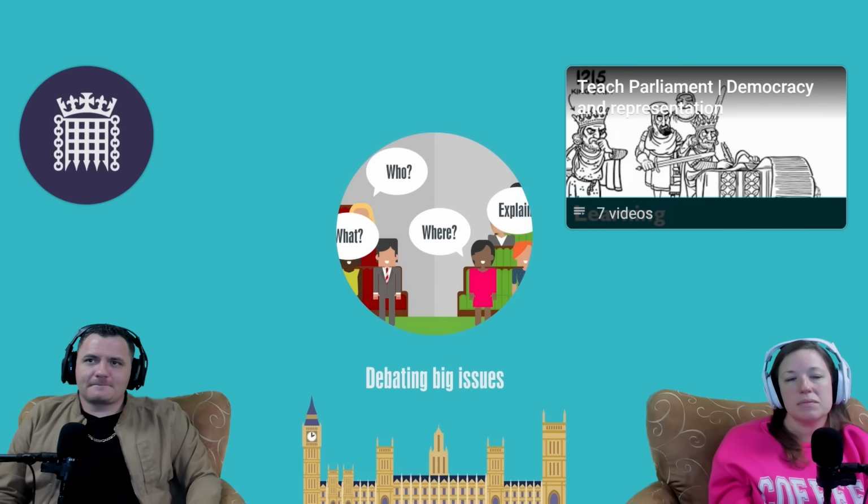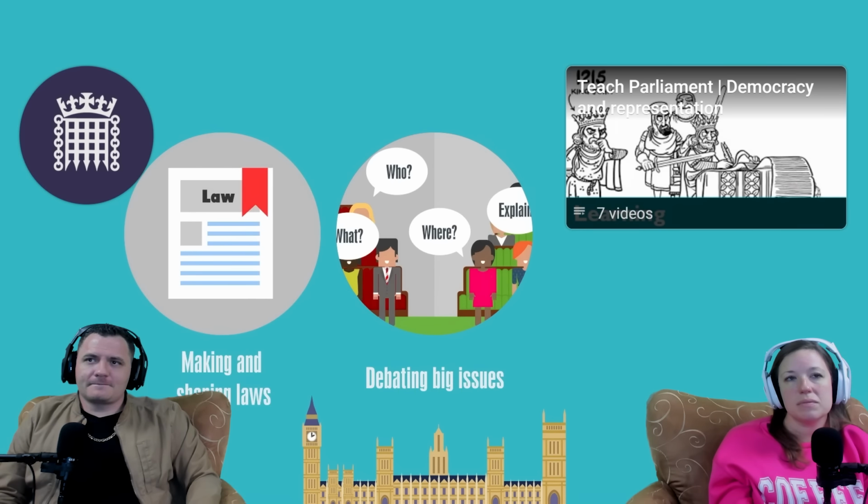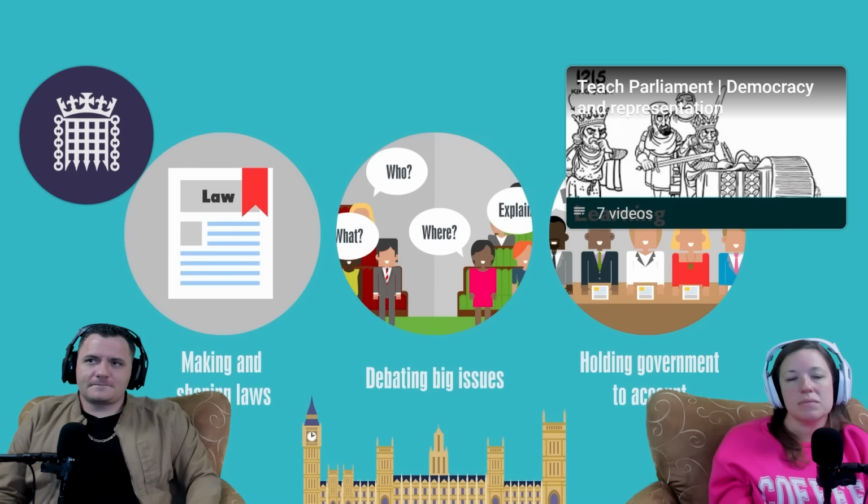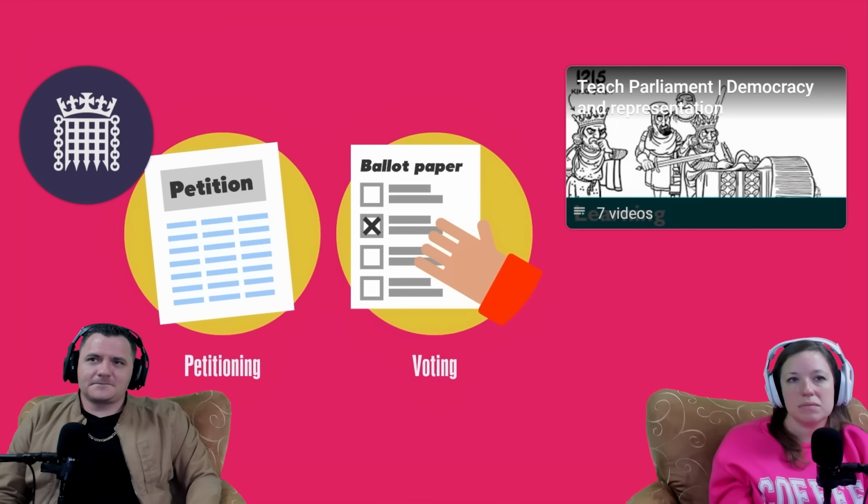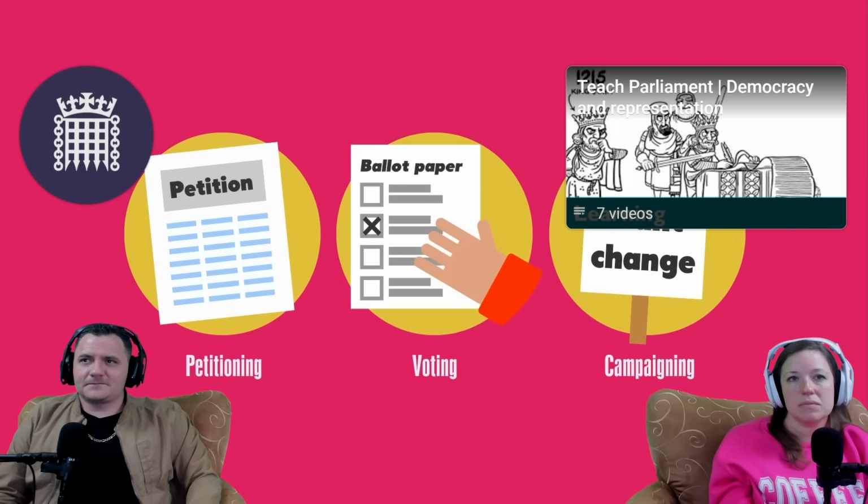So, Parliament sits at the heart of UK democracy, debating the big issues of the day, making and shaping laws, and holding the government to account. By voting, petitioning, campaigning and more, you can also get involved with the work of Parliament.